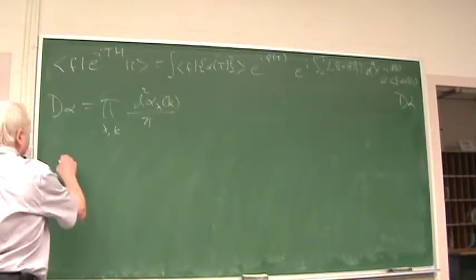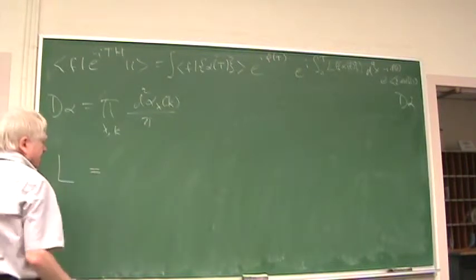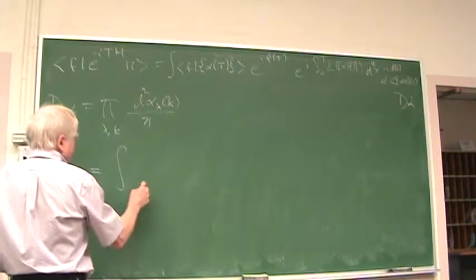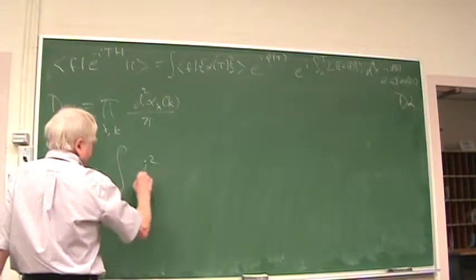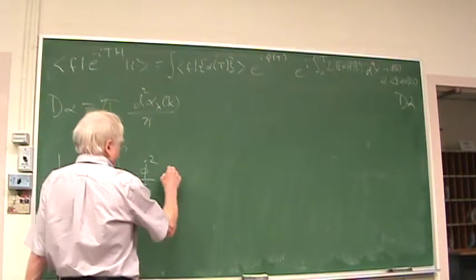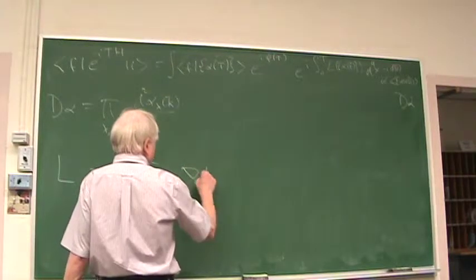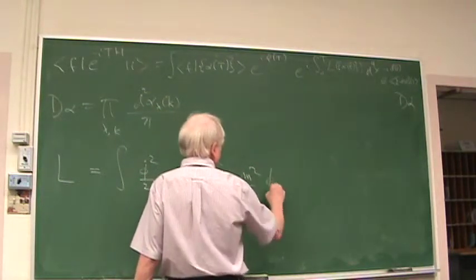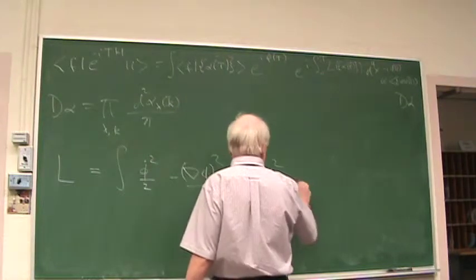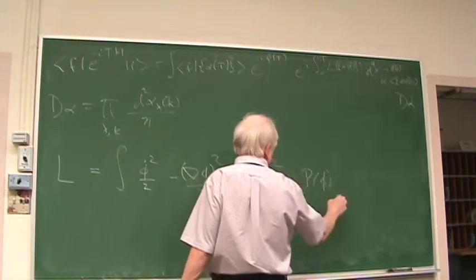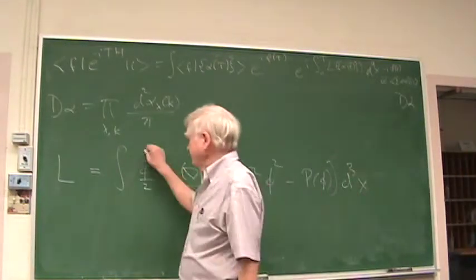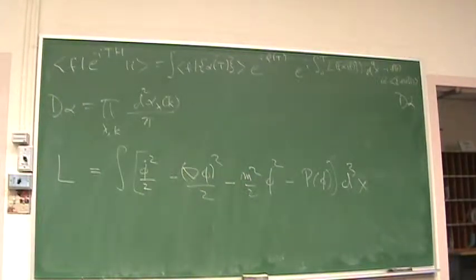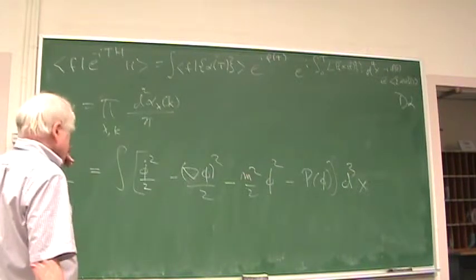Well, the Lagrangian in a field theory, in the simplest case of a scalar field, would be an integral of phi dot squared over 2, minus grad phi squared over 2, and then typically minus m squared over 2 phi squared, and then possibly some potential, some P of phi, and all this would be d cubed x. So this is a Lagrangian for a scalar field. It's the sort of thing that we used when we did the path integrals in field theory. And now we're imagining that this thing is normally ordered.